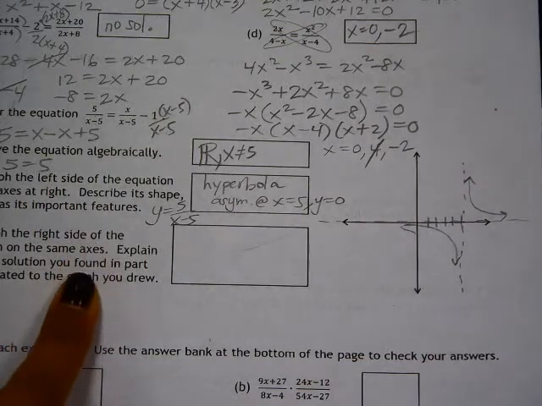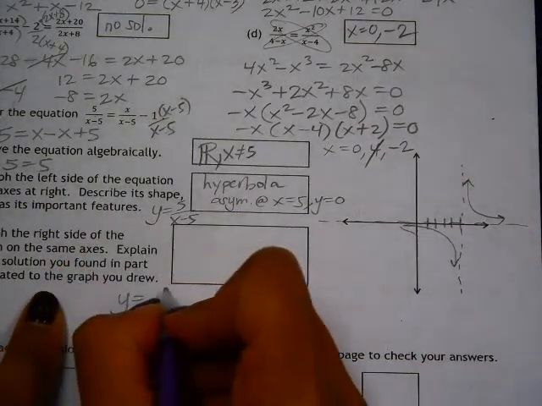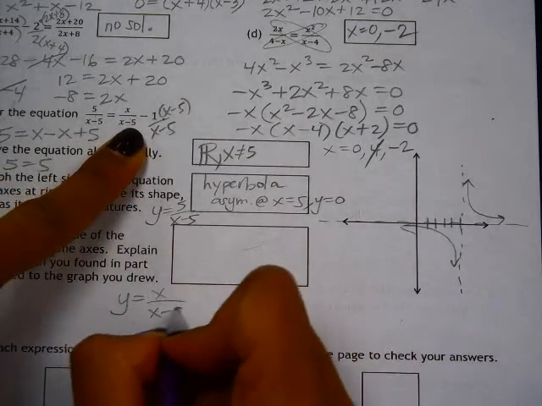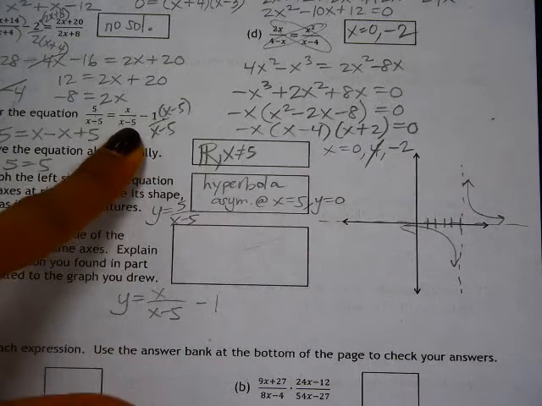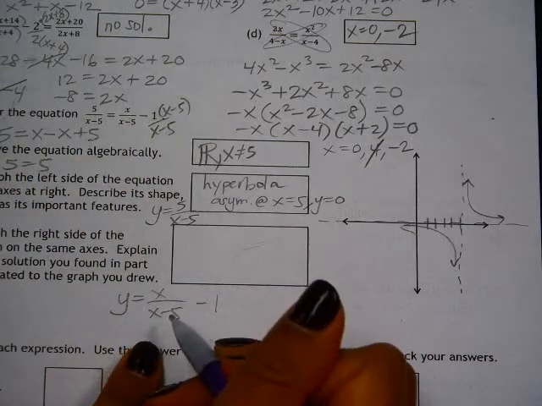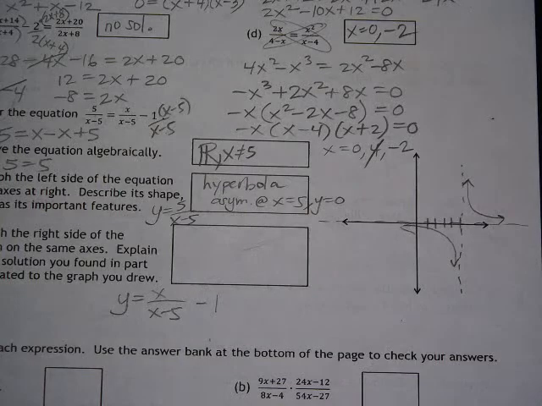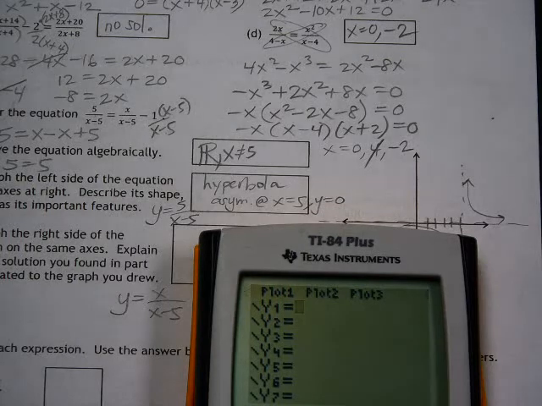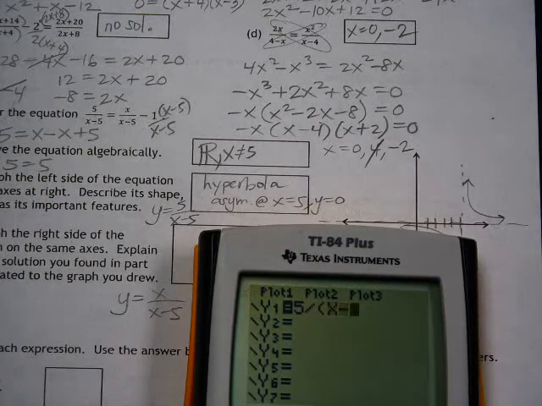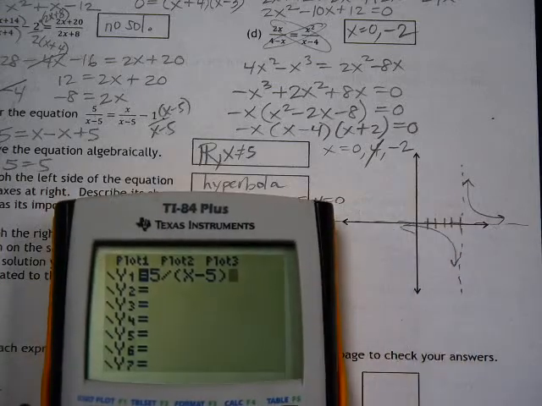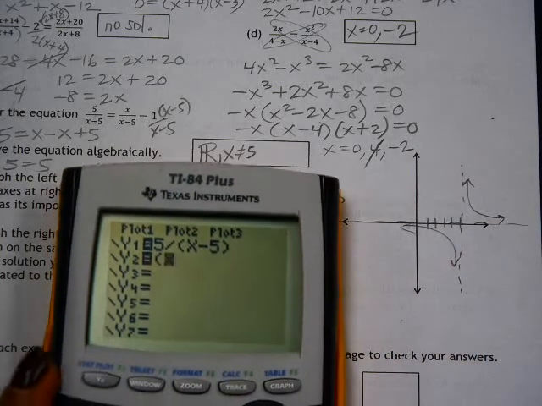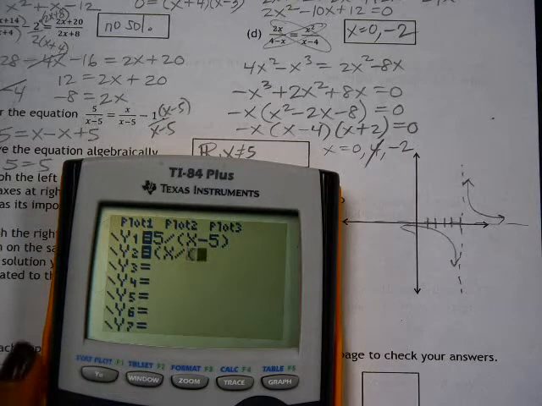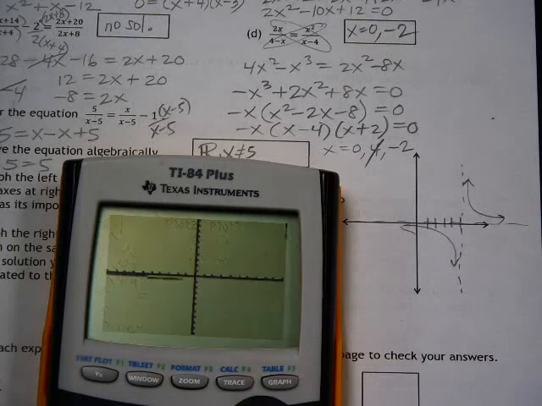Now here it says to graph the right side of the equation on the same axis. So we're graphing the equation x over x minus 5 minus 1. Now we have, looks like a hyperbola, but since we have an x in the numerator, let's go ahead and just double check what that looks like. I'm going to graph both of these on the same axis. 5 over the quantity x minus 5 is the graph we just sketched. And then the right side of the equation is x over the quantity x minus 5, and then minus 1. So let's see what those two graphs would look like side by side.